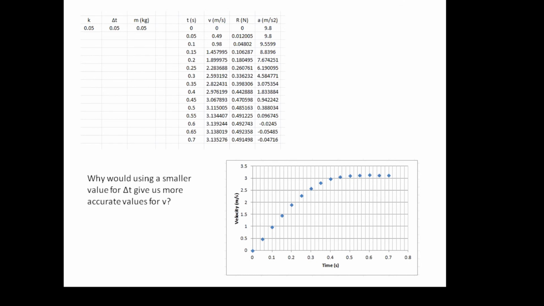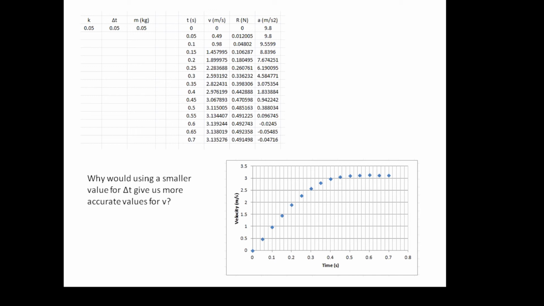This is an important question. Why would using a smaller value for delta t give us more accurate values for v? The answer is, as I said earlier, we are making an assumption. We are assuming that for delta t, the acceleration is constant, and it isn't constant. The acceleration will be getting smaller. However, if we use a smaller value of delta t, then the assumption will be more valid. The change in acceleration will be smaller, so it will have less of an effect, and we will get a more accurate answer.